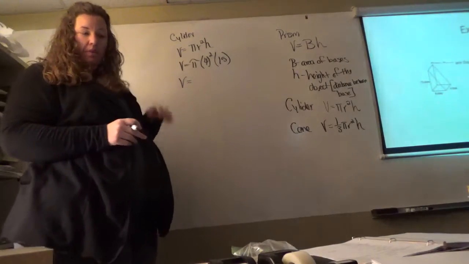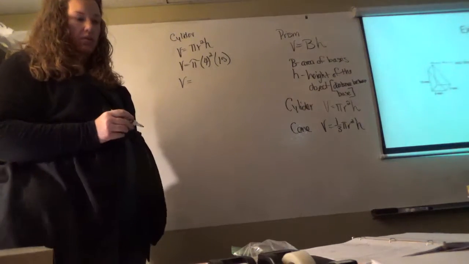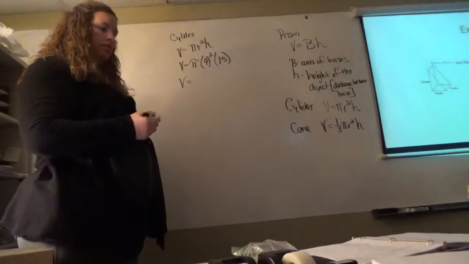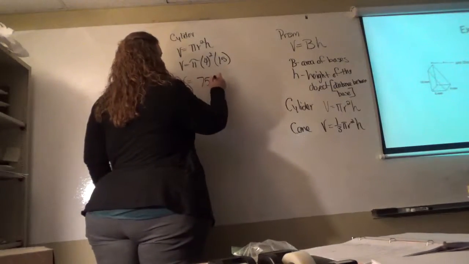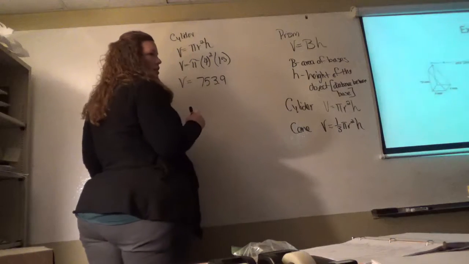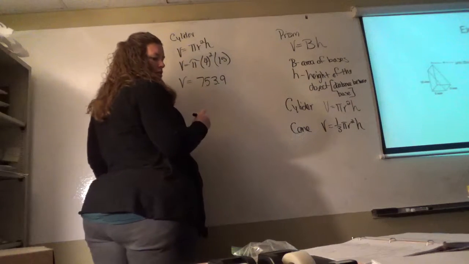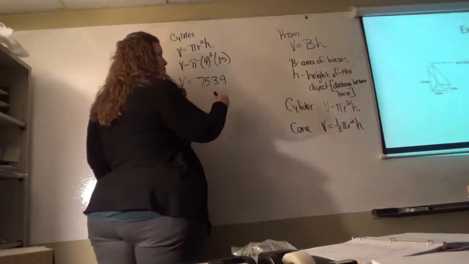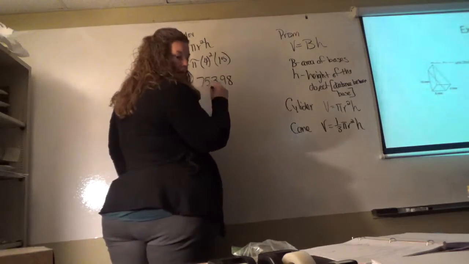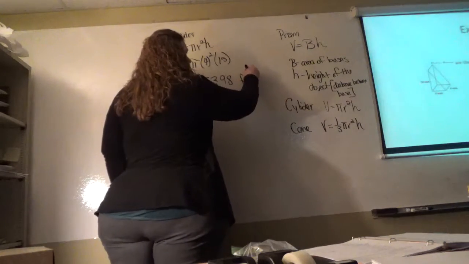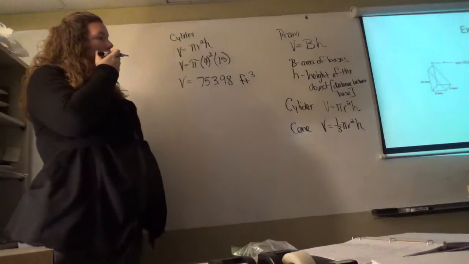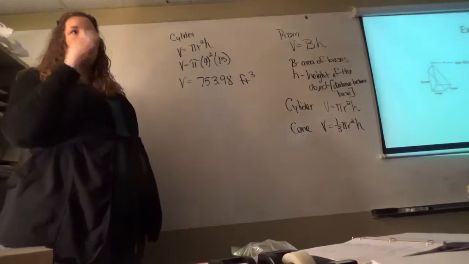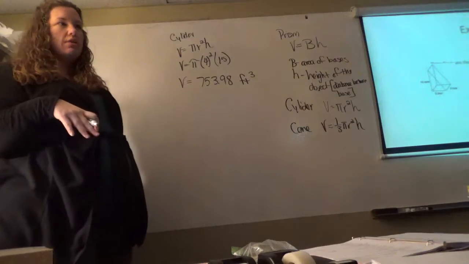What'd you get? 753.6. Yeah, I had 0.9, so I guess it just depends. Is it okay if it was 753.98, that I rounded it up to 754? Yeah, that would be fine. And feet cubed. Questions before we move on? Those are always easier, right? The cylinders and cones are always easier.